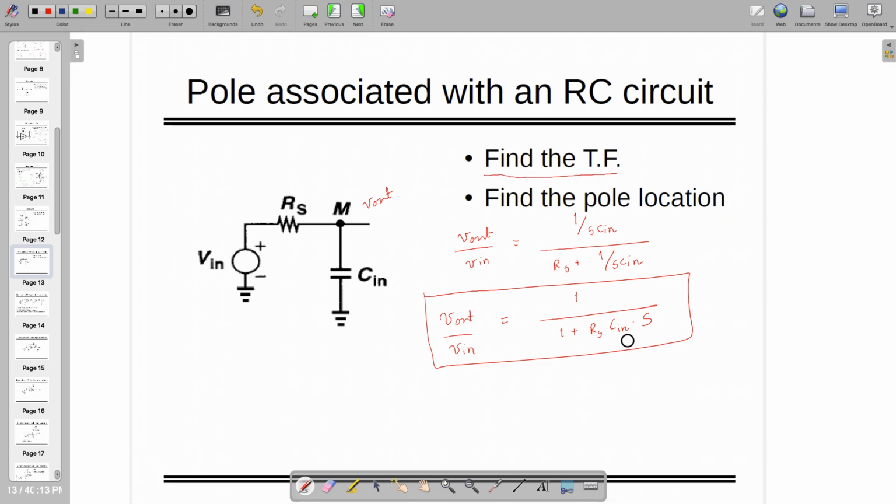So we know that there is only one pole, and the location of the pole is minus 1 by 2 pi RS times C in, if you are finding out in hertz. If it is in radian per second, you can remove 2 pi. There is no problem, right? So any of the units you can use. So this is the pole location.